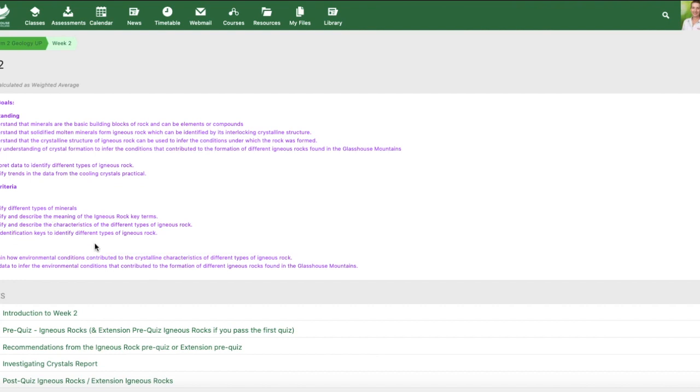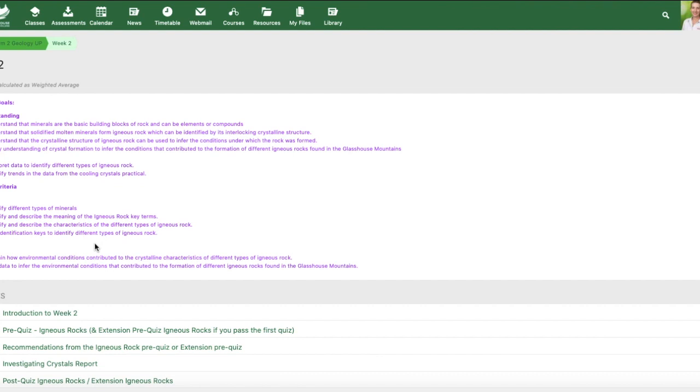If I give you a little table that says this is how you identify this type and this is how you identify this type, you should be able to use that key to go, okay, here's a picture of an igneous rock, what type of rock is it? And use the key to identify it.